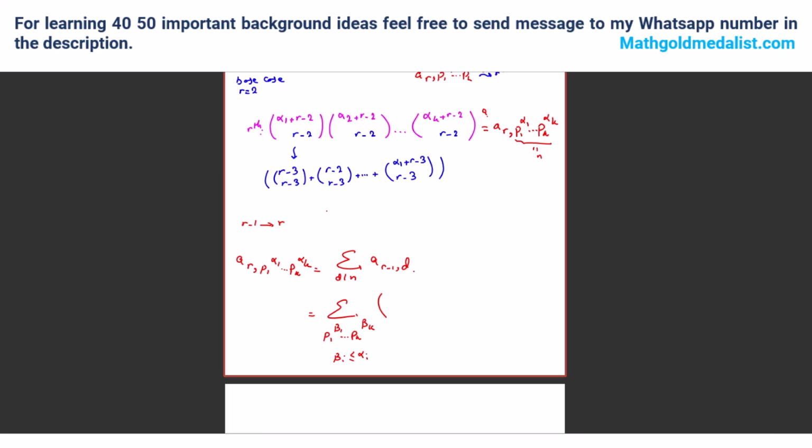It will be each one less than alpha 1. By induction, sorry. For induction here, does that mean you can apply the formula? We consider it for r minus 1, it is correct. So we want to apply this formula for r minus 1, okay? And for this divisor, so it will be what?